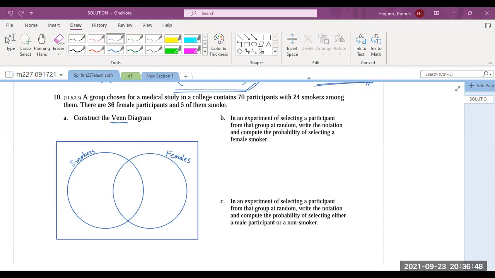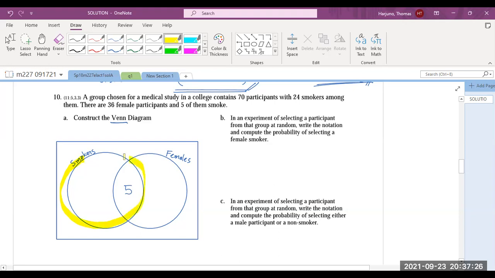Now let's put this into the Venn diagram. When we do a Venn diagram, start from the innermost one. How many people are smokers and female? 5. Okay, then I put 5 here. Now how many smokers, by the way? Well, 5 of them are female, but it says 24 are among all the participants. So there are 24 smokers.